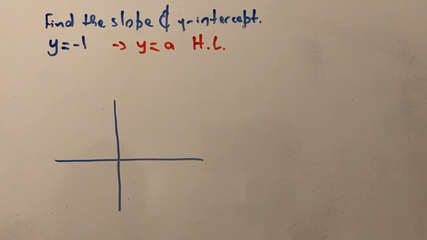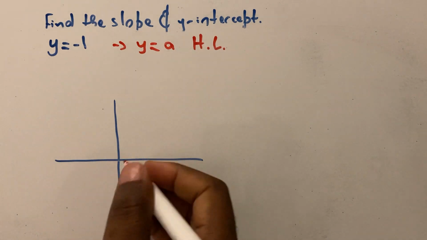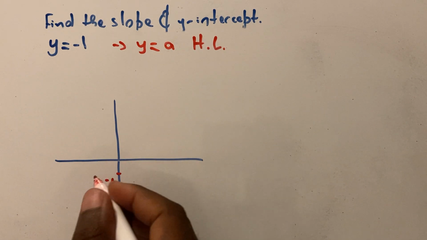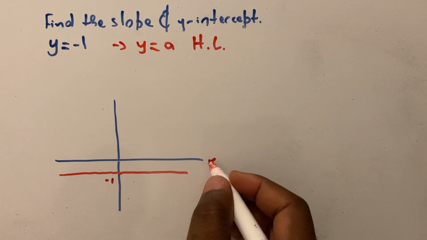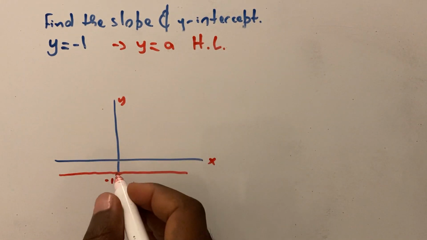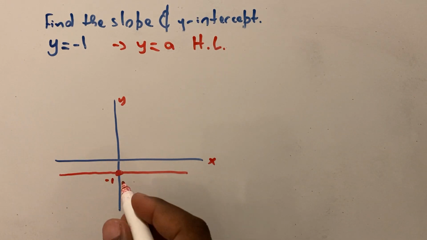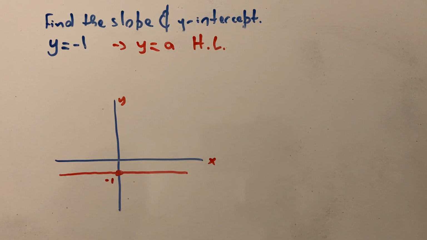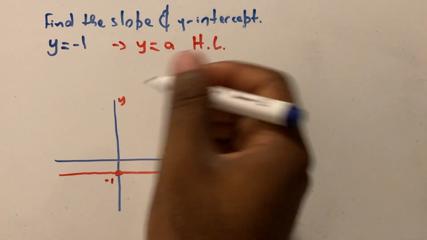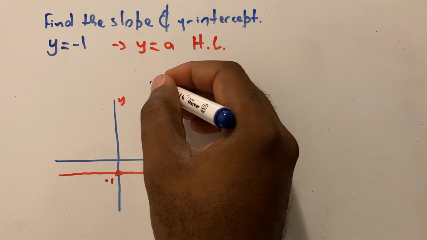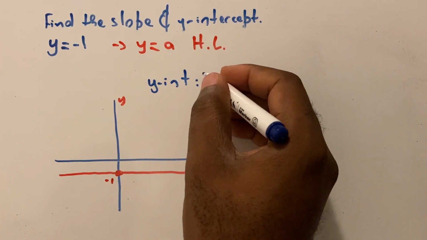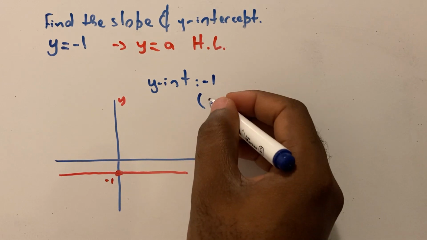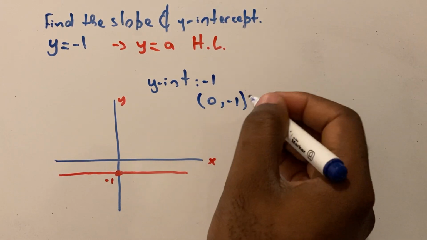Well, at -1, you would have your graph right here. At -1, so it will be right here. Now, obviously, this is x, this is y. Obviously, you see that it crosses the y-axis, right? So, do you have a y-intercept? Well, yes, because it crosses the y-axis. So, the y-intercept would be -1, or you could say 0 for x and -1 for y.